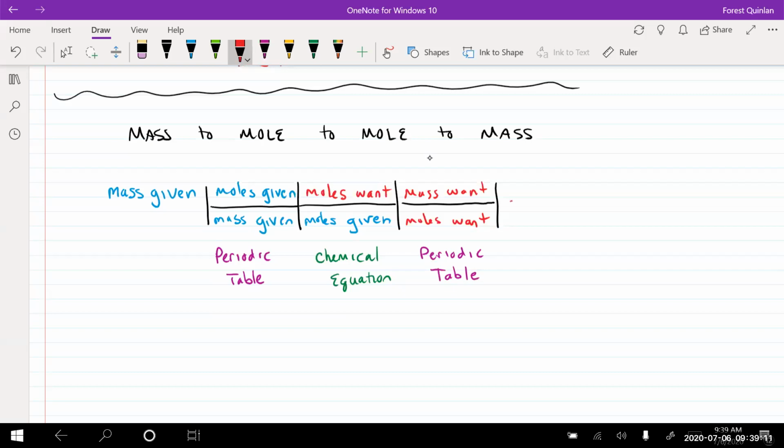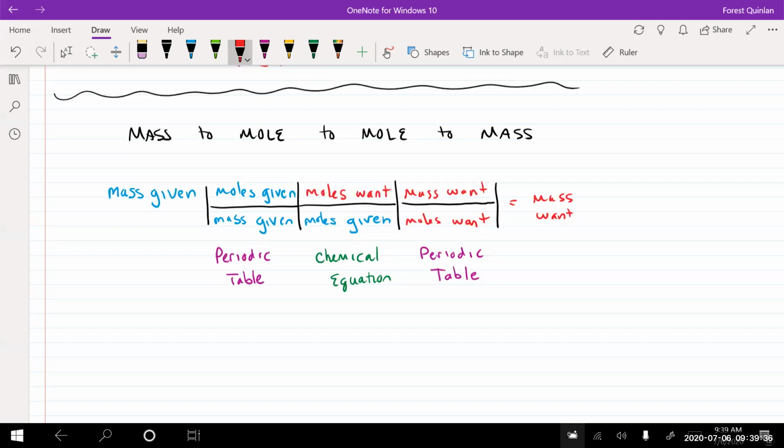And at the end, we have the mass that we wanted in the first place. If you look at the top row, you'll see the words mass, moles, moles, mass. That's the reason why I call this the mass to mole to moles to mass calculation.